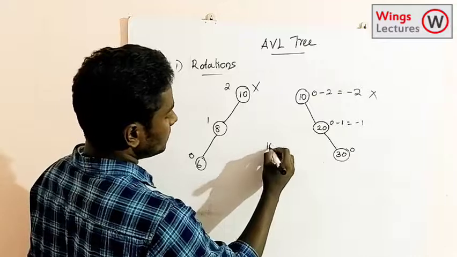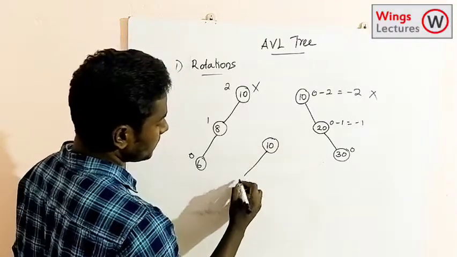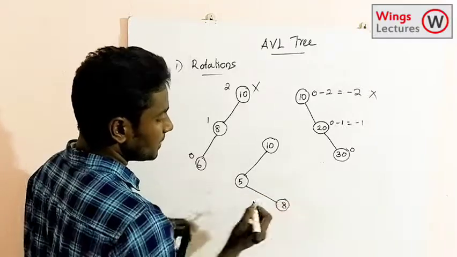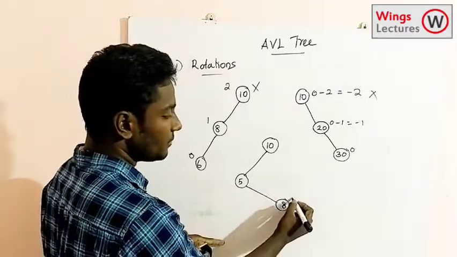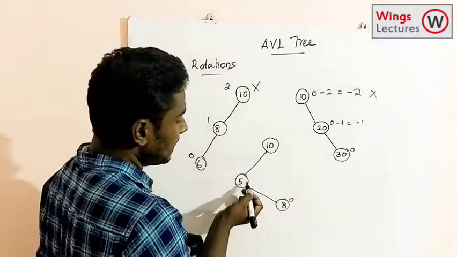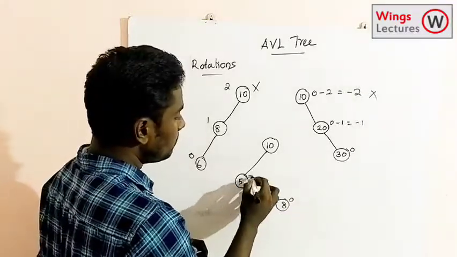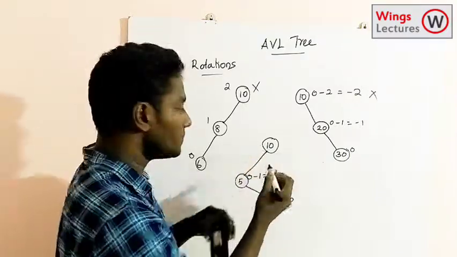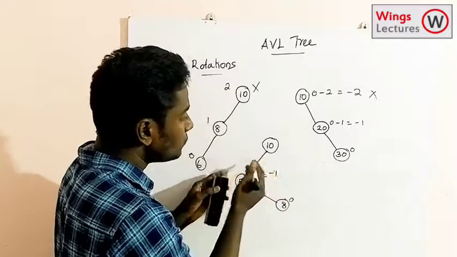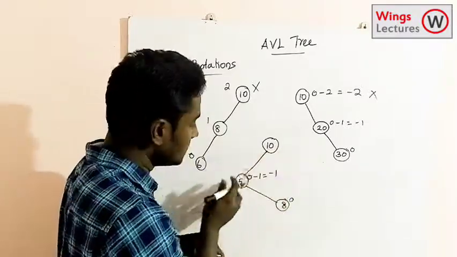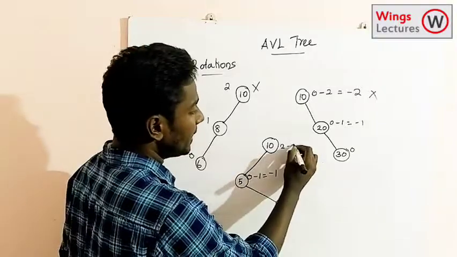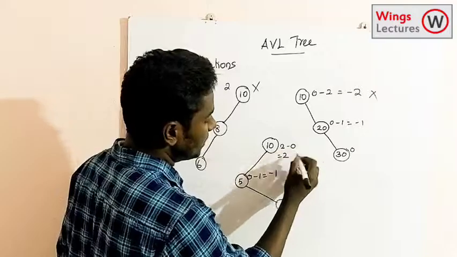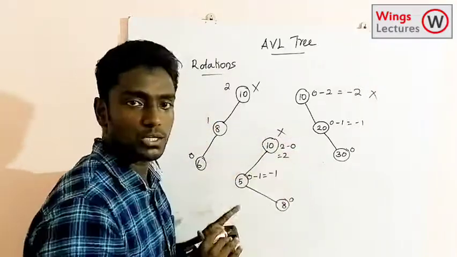See, 10, 5 and 8. Here also the balance factor of 8 will be 0 and the balance factor of 5 will be 0 minus 1, which is minus 1. And what about 10? The left subtree height is 2 and the right is 0, so 2 minus 0, this is also a case. It will be 2, so we have to rotate this one also.